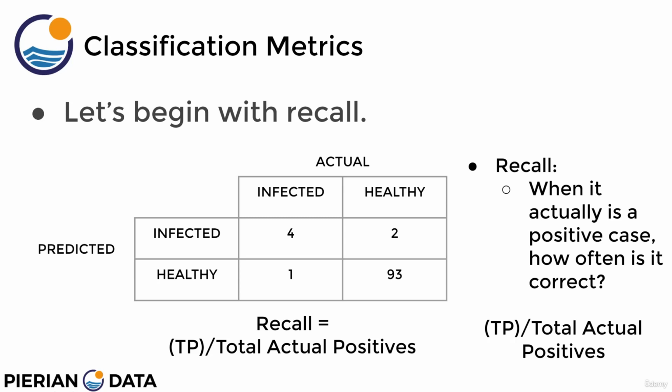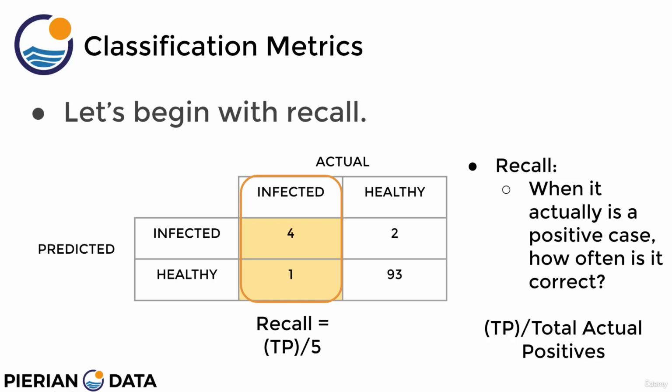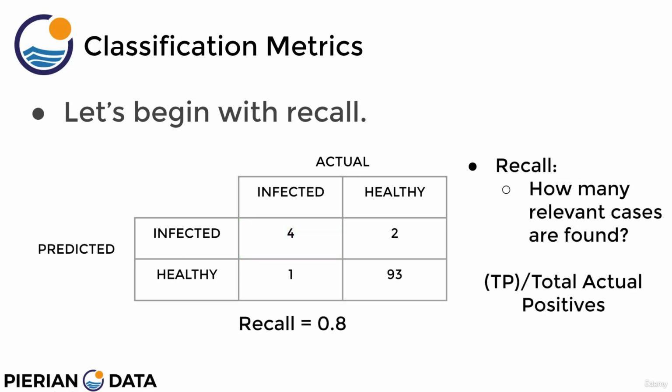So if we take a look at our original confusion matrix, we can see that underneath the actual infected column, we have a total of 4 plus 1 for 5 people. That is, 5 people in the dataset were actually infected. And we want to know, in regards to recall, when they're actually a positive case, in this case infected, how often are we able to correctly identify them? And that is true positives. So 4 divided by 5 results in a recall of 0.8.